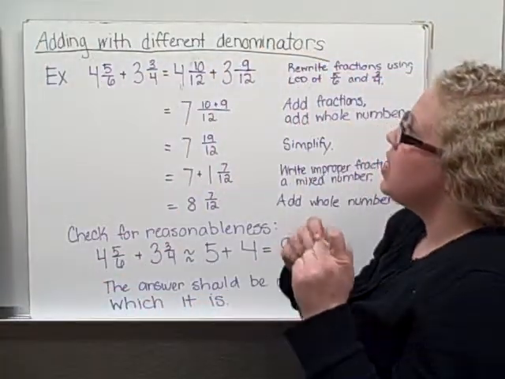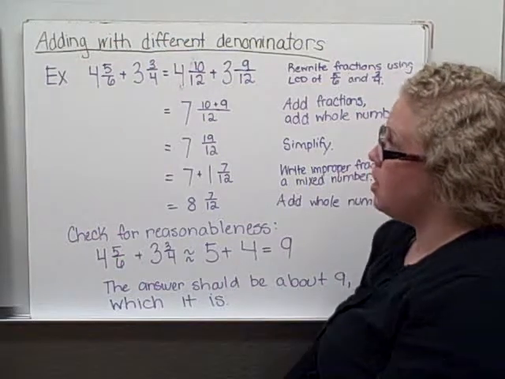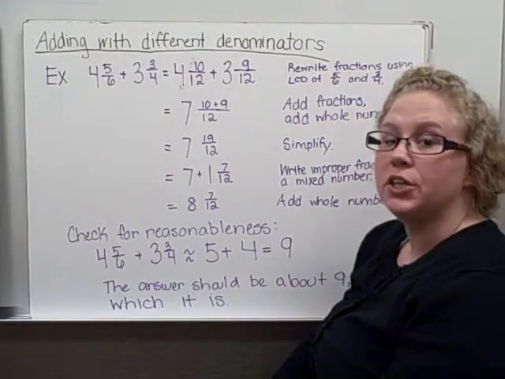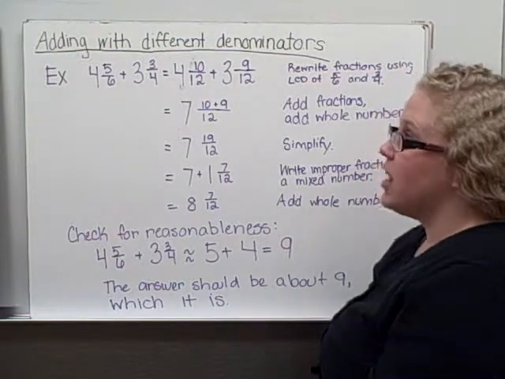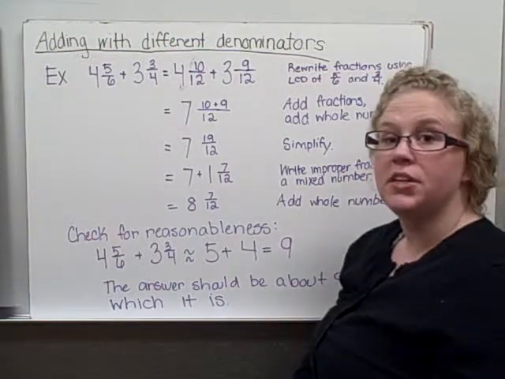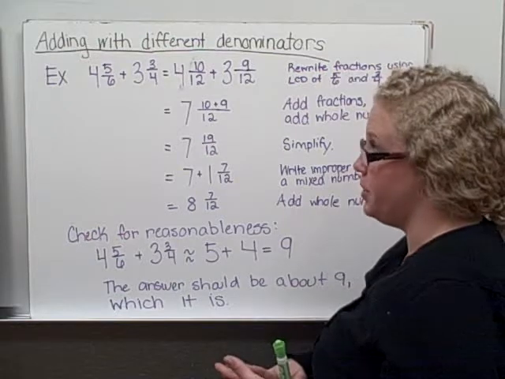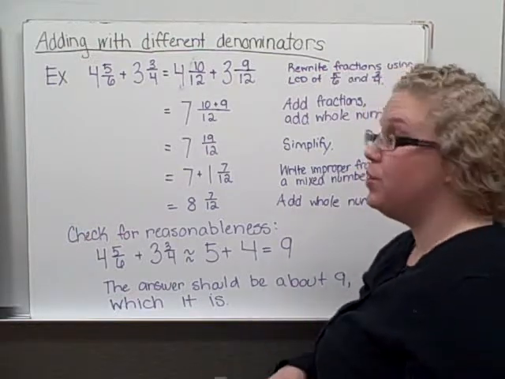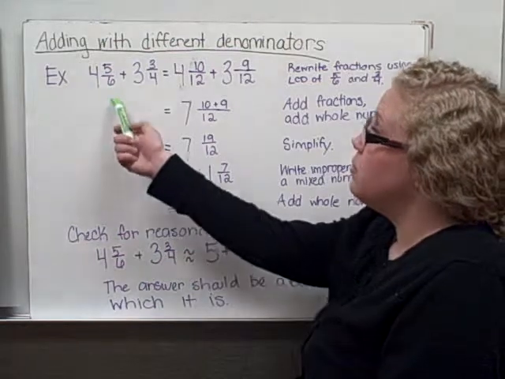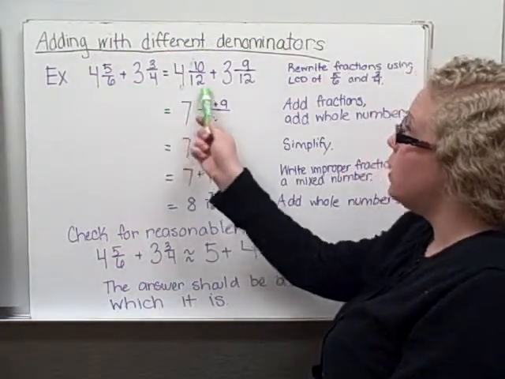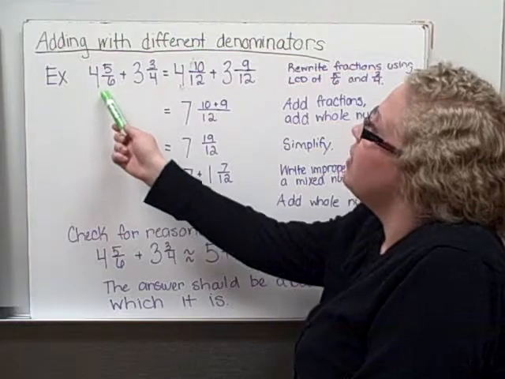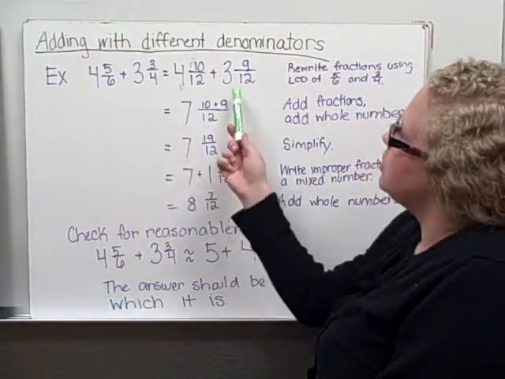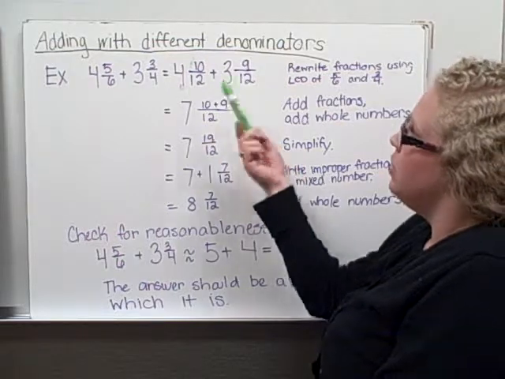Now when we add mixed numbers with different denominators, we need to find the least common denominator first. We can't add or subtract fractions that have different denominators, so we want to get the same denominator. In order to do that, we find the least common multiple of those two numbers. The least common multiple of 6 and 4 is 12. 4 and 5/6 is equal to 4 and 10/12. 3 and 3/4 is equal to 3 and 9/12.